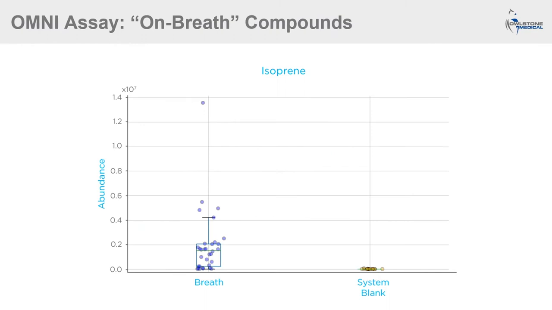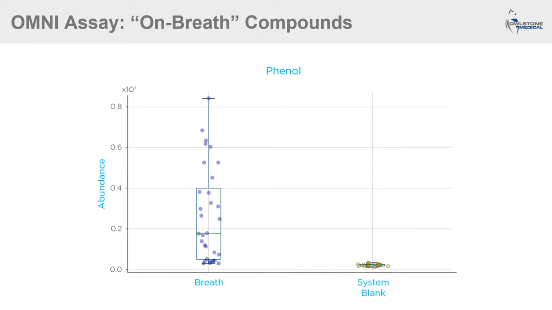So here are some real life examples. Isoprene is a compound that we measure commonly across all of our breath samples. This study was done on 32 healthy volunteers within Owlstone. You can see in the system blank that the abundance of isoprene is very low and uniform. Whereas on the breath sample, you can see for the majority of the healthy volunteers, the abundance of isoprene is higher than the mean system blank plus 3 standard deviations, which means that for the majority of the volunteers, we'd consider isoprene to be on breath. Similar story for phenol and also hexane.